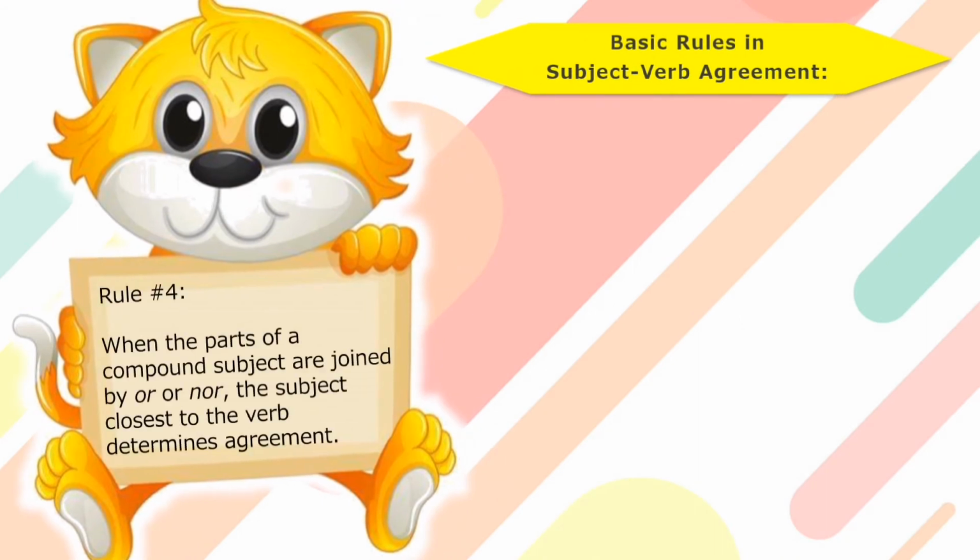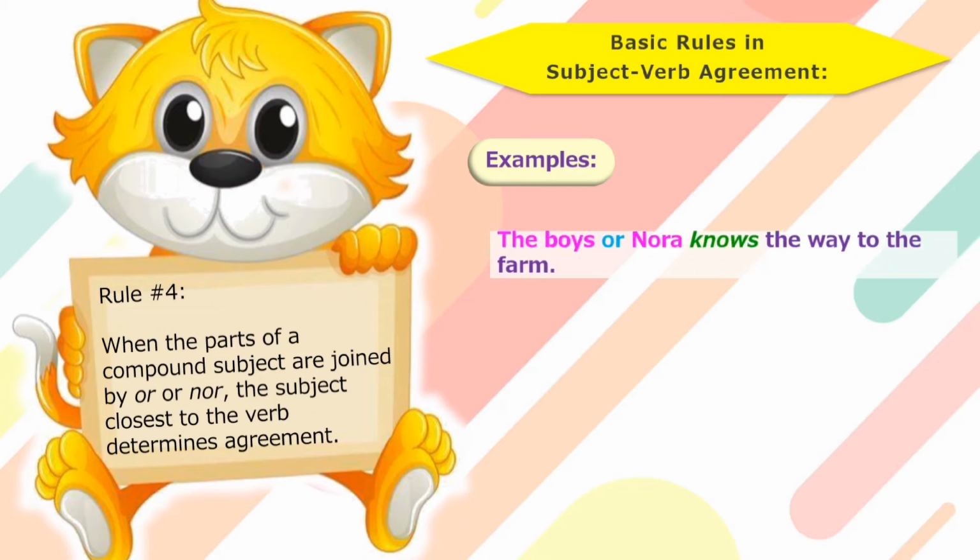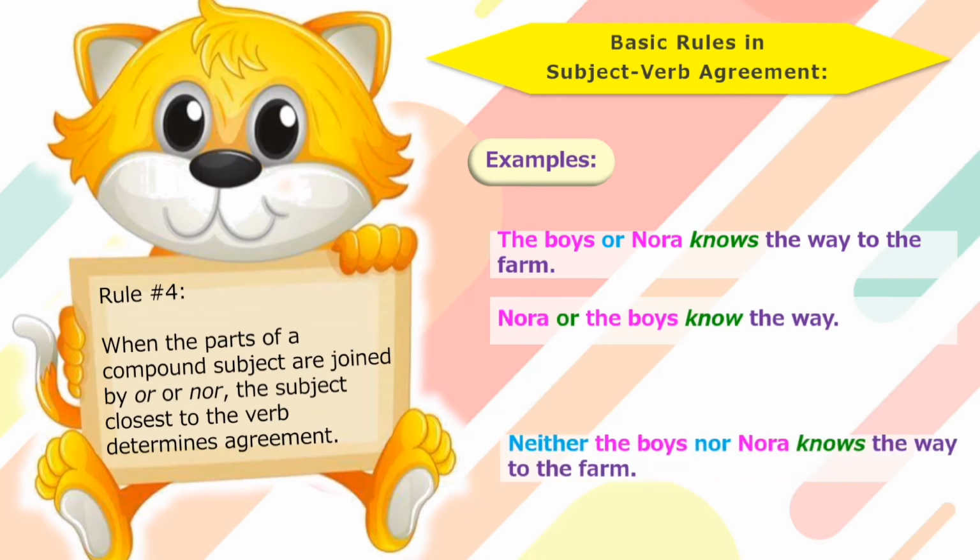Rule number 4. When the parts of a compound subject are joined by or or nor, the subject closest to the verb determines agreement. For example, the boys or Nora knows the way to the farm. Nora or the boys know the way. Neither the boys nor Nora knows the way to the farm. Now, what do you think is the difference between or and nor?